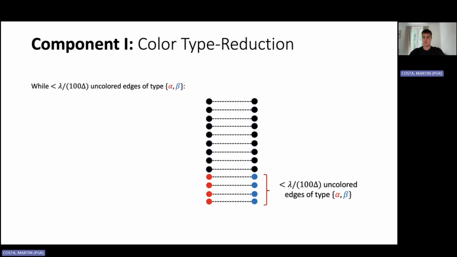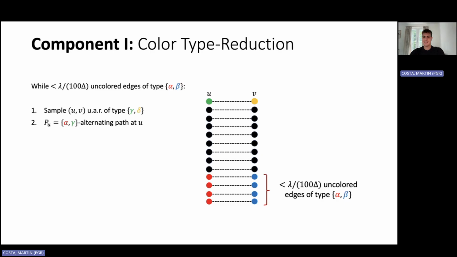So suppose that we don't have that many uncolored edges of this type yet, otherwise we're already done. So suppose that we have less than lambda by 100 delta uncolored edges of type alpha beta. What we then do is we sample some uncolored edge uniformly at random. And suppose that the type of this edge is gamma delta, so green, yellow in this case. If either of them is either red or blue, it only becomes easier for us. And if the colors gamma and delta are the same, then we can immediately color this edge. Okay, so let's assume that gamma and delta are distinct and also distinct from alpha and beta.